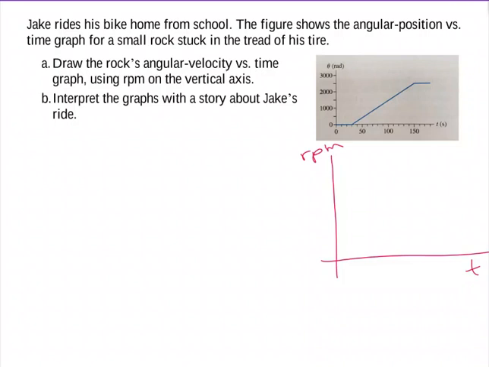Here's the answer. What is happening right here? I think the rock gets stuck. The rock is just sitting there. Jake's riding along. Boom. Jake runs over the rock, it gets stuck in his tire, and it starts going around the circle, right? So what was the RPM of the rock during that time? 0. Nothing. So it's down here, until this moment. What was that moment in time? 30 seconds? Okay, so I'll mark that 30.